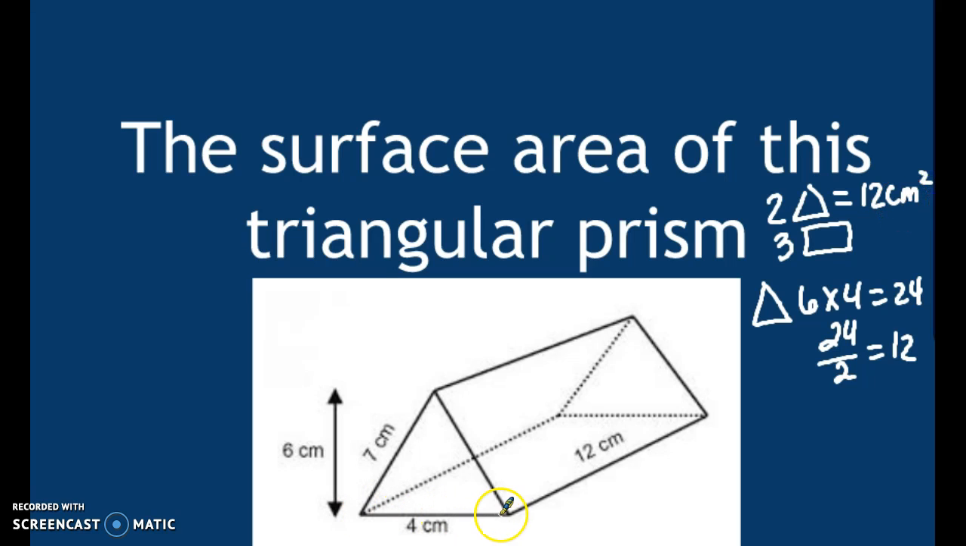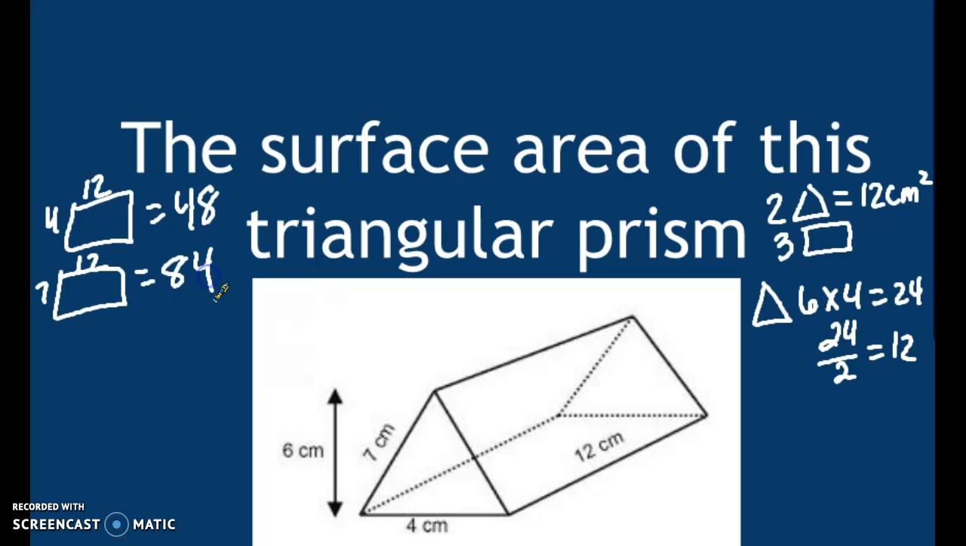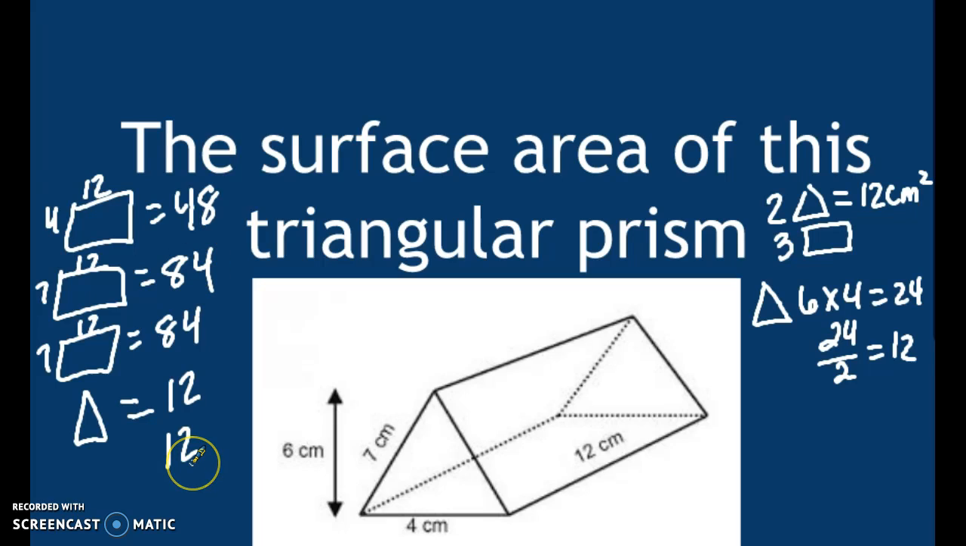This rectangle is 4 times 12 for the bottom. 4 times 12 is 48. The side is 7 times 12. 7 times 12 is 84. The one on the right side has the same dimension. And we said the triangles are both 12. So we add these together. 48 plus 84 plus 84 plus my two triangles is 240 centimeters squared.